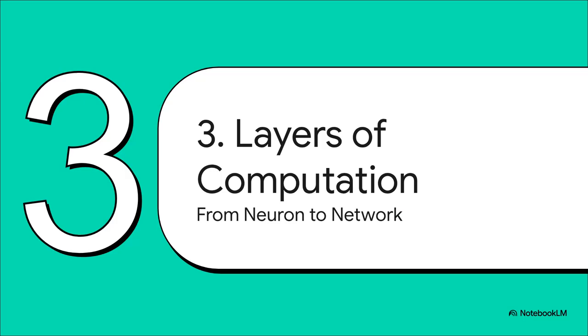But a single neuron on its own isn't all that powerful. It's just one little building block. The real magic, the real power, happens when we connect thousands or even millions of them together. So how do we do that? How do we go from a single neuron to a full-blown network? Well, we organize them into layers.